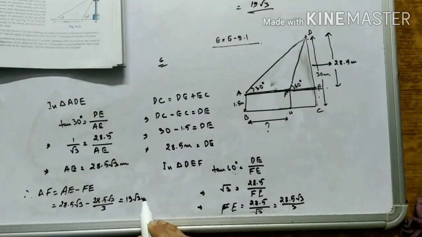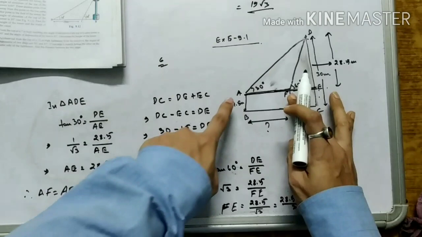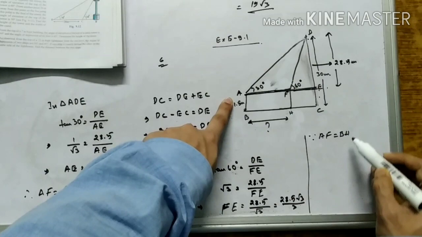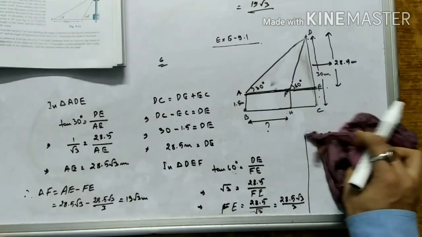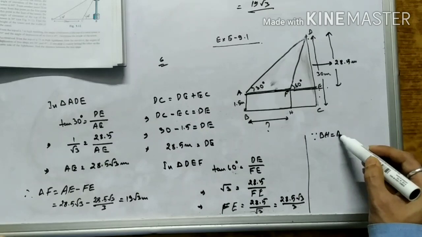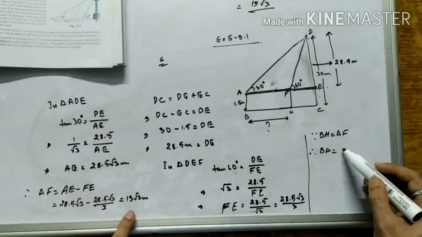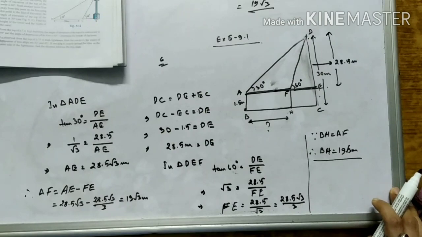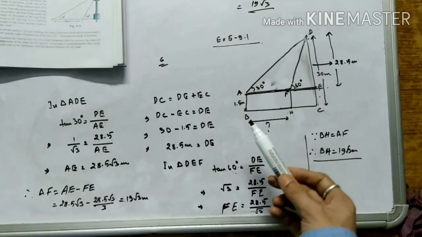So AF value I got. Now since AF is equal to BH, write it this way: since BH is equal to AF, therefore BH is equal to 19 root 3 meter. So the distance the boy walked towards the building is 19 root 3 meters.